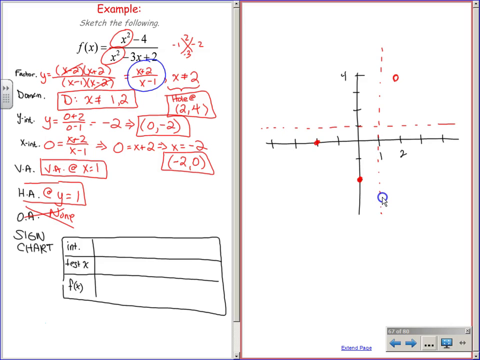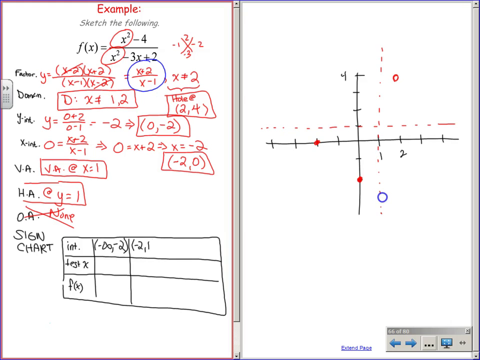So what do I have? I have 1, I have 2 as my domain problems, and I have the intercept of -2. So I'm going to go from -infinity to -2. I'm going to go from -2 to 1. I'm going to go from 1 to 2. And from 2 to infinity. I'm breaking down my x-axis into all the important x values. So I have 1, 2, 3, and then 4.